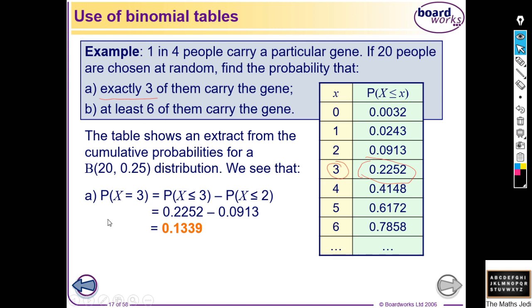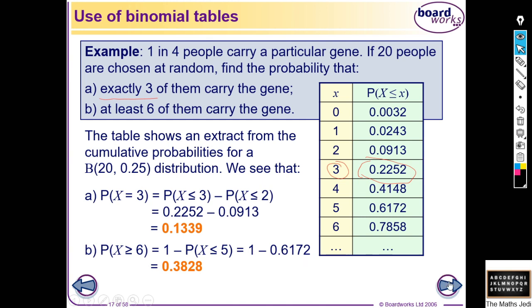Again, we use the fact that the probabilities add to 1. So here, if they're at least 6, they're 6 or more. So if it's 6 or more, that's 1 minus the probability of it being 5 or less. You can see from the table we can pick that value out, 0.6172, and take it away from 1 to get the relevant probability here.